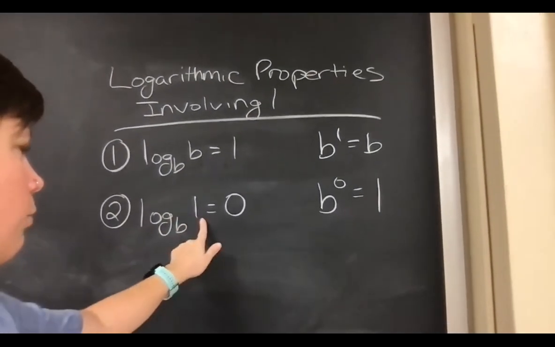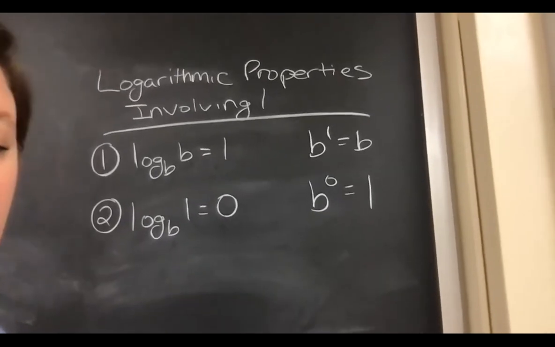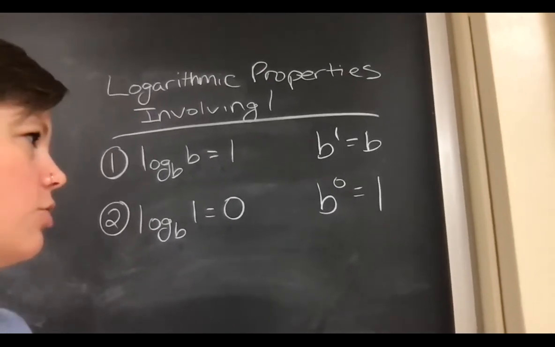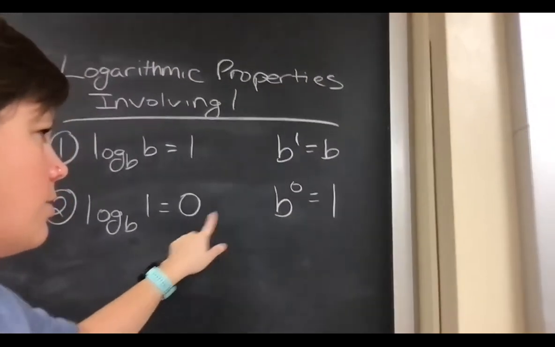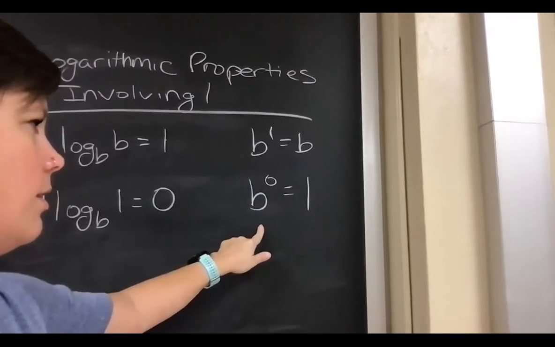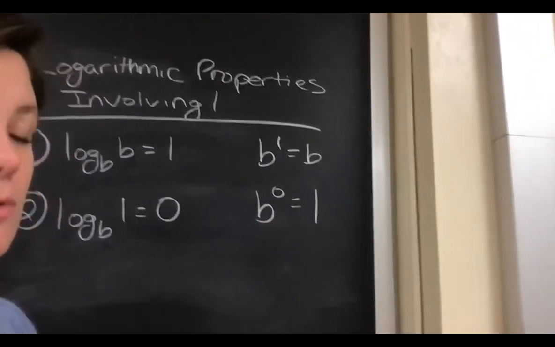Same thing down here. Log base b of 1 equals 0. So log of 1 is always 0. And we know that's true because b, the base becomes the base, the answer becomes the exponent. Any number to 0 is 1.